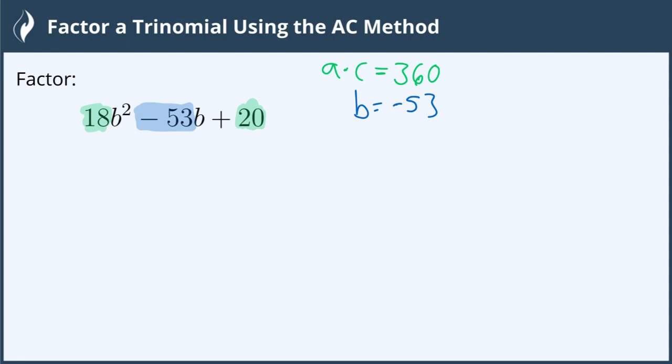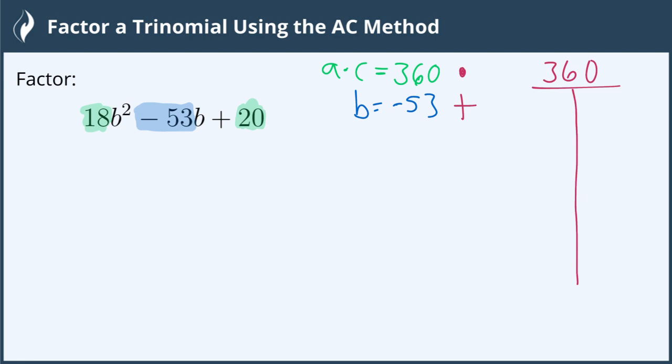Our goal is now to find two numbers that multiply to 360 and to add to negative 53. So one of the things we got to recognize is that when we're making our chart of things that multiply to 360, we want them to multiply to positive 360, but we want them to add to negative 53. If two numbers multiply to a positive but add to a negative, that means they are both negative numbers.